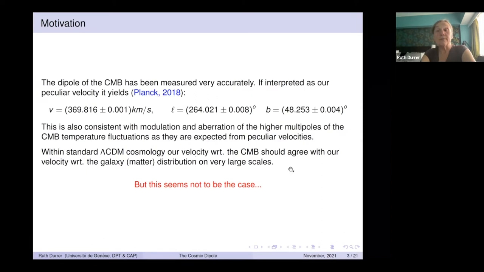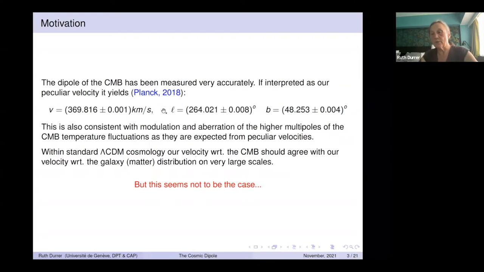As you all know, the dipole from the cosmic microwave background has been measured very accurately. The first measurements go back to the 1970s, and the present measurement, if we interpret this as our peculiar velocity with respect to the CMB last scattering surface, gives a velocity of about 370 kilometers per second. And look at the accuracy. If we assume the entire dipole is due to this velocity, we can measure the velocity to a precision of roughly 1 meter per second. It's highly accurate, and one of, if not the most precise numbers which we have in cosmology.